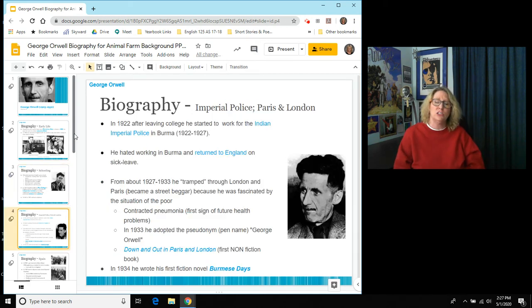So in 1922, after he left college, he took a test and he passed it to join what's called the Indian Imperial Police in Burma. He spent five long years as a police officer, and he really detested it. And so he ended up going back home to England after deciding that was just not the job for him.